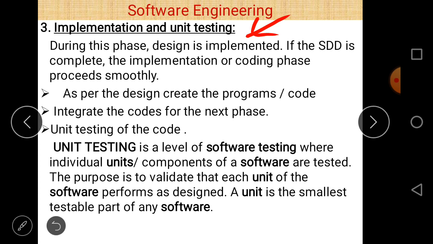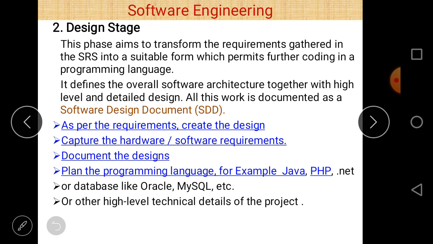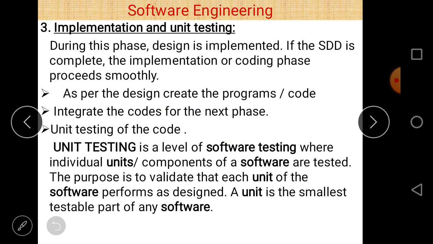So after the design is implemented, SDD is followed, so implementation strictly follows SDD. And unit testing is a level of software testing. It is a type of software testing where individual unit components of a software are tested. So you can understand this with an example: for examination, you can prepare different units one by one, and after that when you have prepared all units, then you integrate all these units by taking them as a small revision. In this phase, actually, unit testing is of individual units of a software.